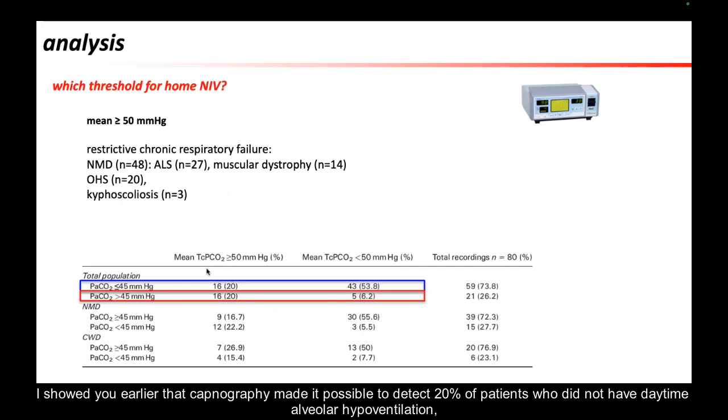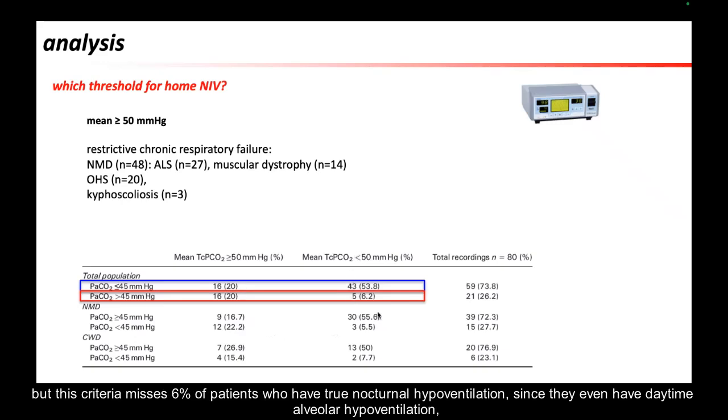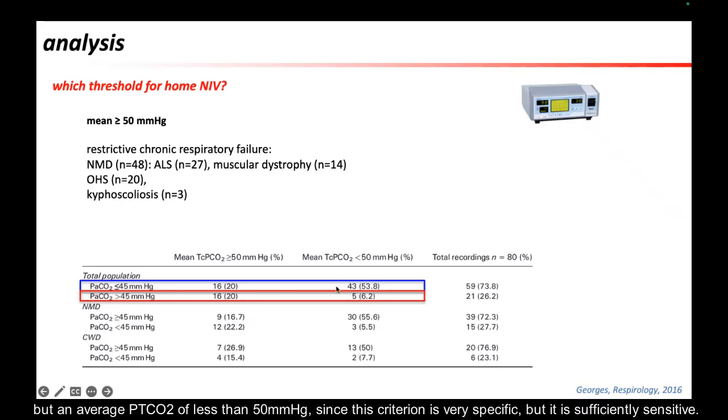I showed you earlier that capnography made it possible to detect 20% of patients who did not have diurnal alveolar hypoventilation. But this criterion misses 6% of patients who have true nocturnal hypoventilation, since they even have diurnal alveolar hypoventilation, but an average PtCO2 of less than 50 mm of mercury, since this criterion is very specific, but it is insufficiently sensitive.